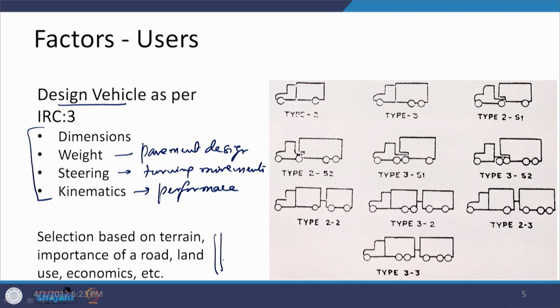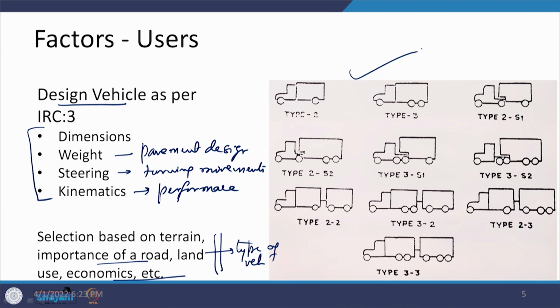Now, these design vehicles are going to be decided on the basis of the terrain, the topography of the area. It is going to be decided on the basis of the type of land uses which are there, which will define what type of vehicles are going to be there more in that area as compared to another category. Like I said, if it is an industrial area, then you may have more trucks than other vehicles. The importance of a road is also going to define what type of vehicles, and the economics can also govern. So, there can be different factors.